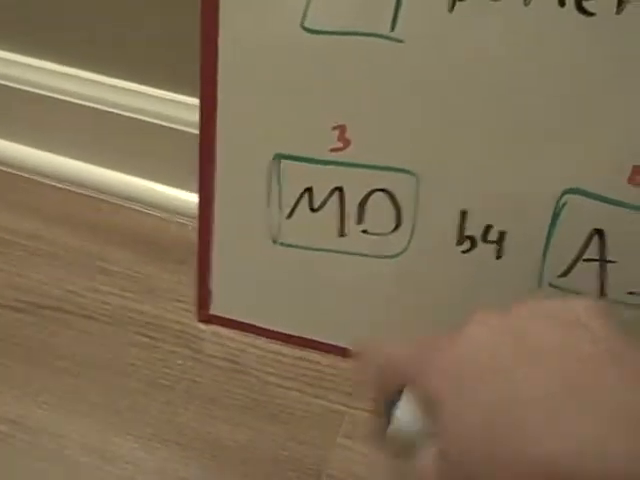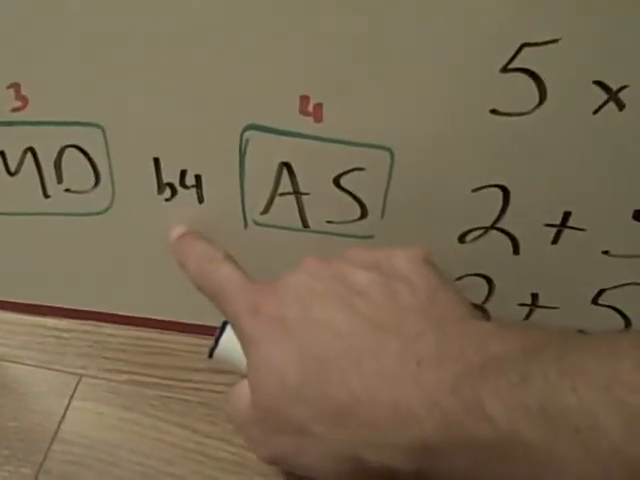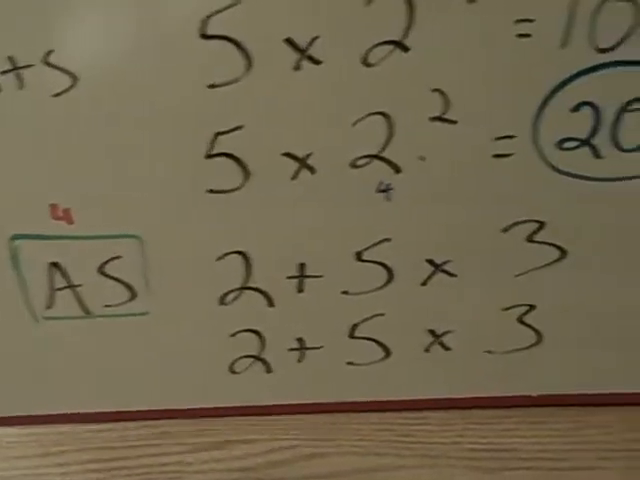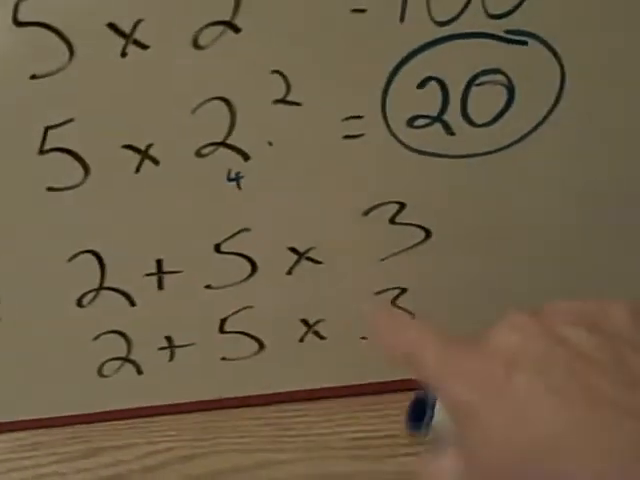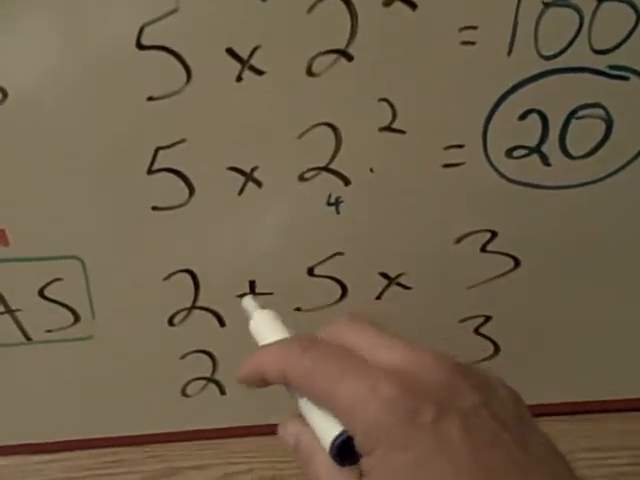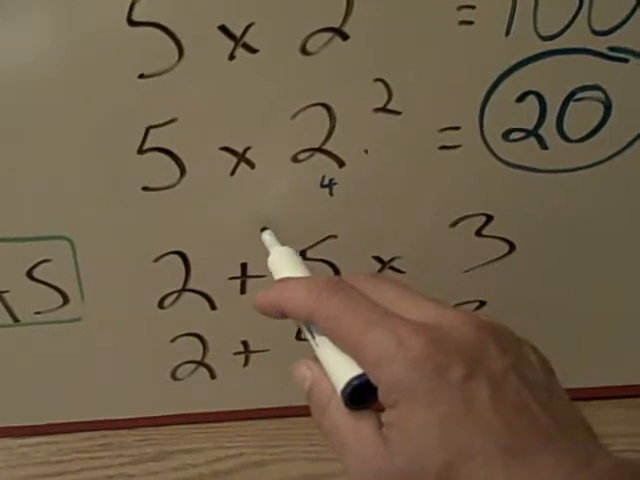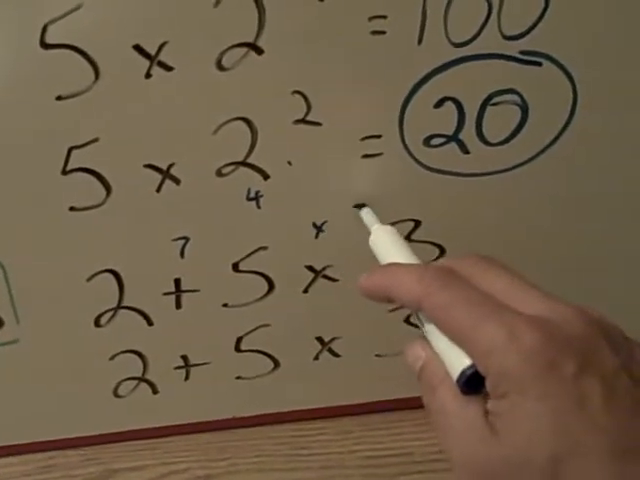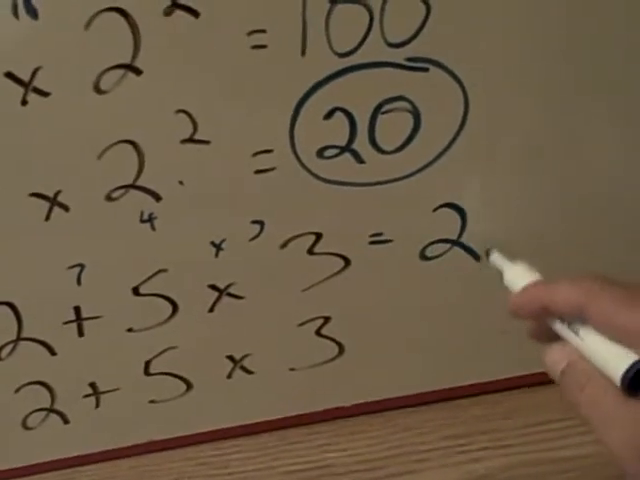Now the last two, just as easy, but we're going to add in one little step next. MD is multiply and divide. We always do that before we add and subtract. So let's look at this. 2 plus 5 times 3. Well, if I did it this way, 2 plus 5 is 7, and 7 times 3 equals 21.